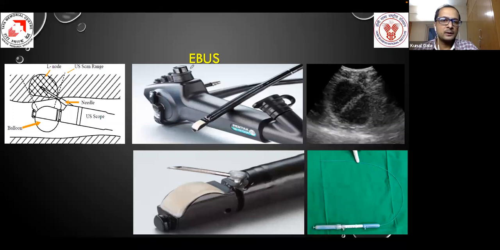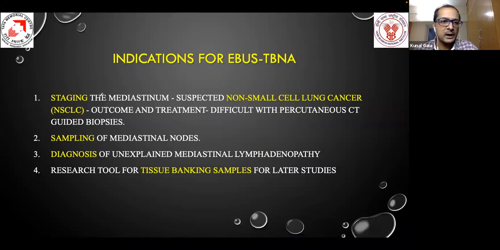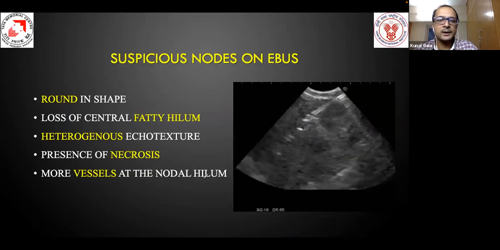Whenever the lymph nodes are located deep in the mediastinum, and there are no approaches to the lymph node percutaneously, what we do is an endobronchial ultrasound guided biopsy. The scope goes through the trachea, and since they are located near the trachea, easily the biopsy or FNAC can be performed for these lymph nodes. The indications for EBUS are staging the mediastinal lymph nodes in non-small cell lung cancer, sampling the mediastinal lymph nodes in tuberculosis, unexplained mediastinal lymphadenopathy, and for research purposes, tissue banking samples obtained.